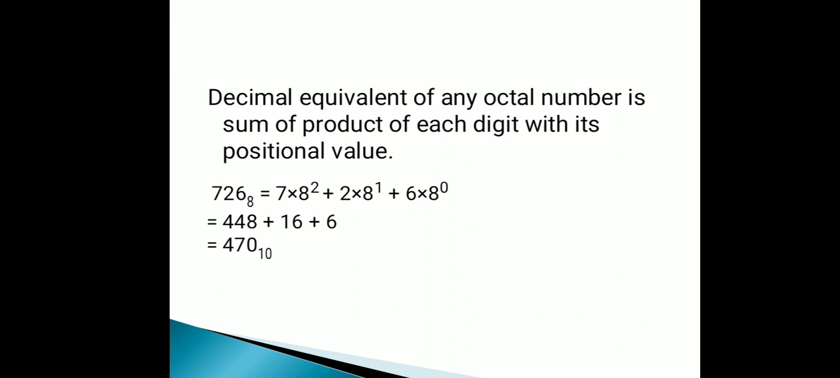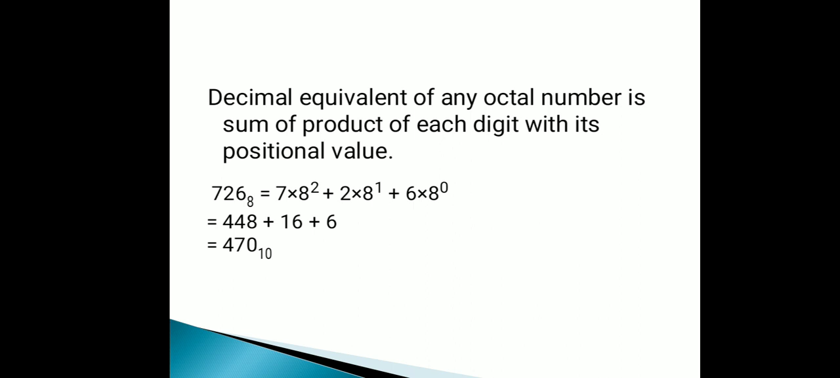Now you can see the number 726 base 8. Count from the rightmost side. The unit place is 6, the tens place is 2 and the hundreds place is 7. So you can write down 6 into the unit place value, that is 8 to the power 0. You have seen this in the chart: the first rightmost position is indicated with 0. So you multiply 6 into 8 to the power 0.